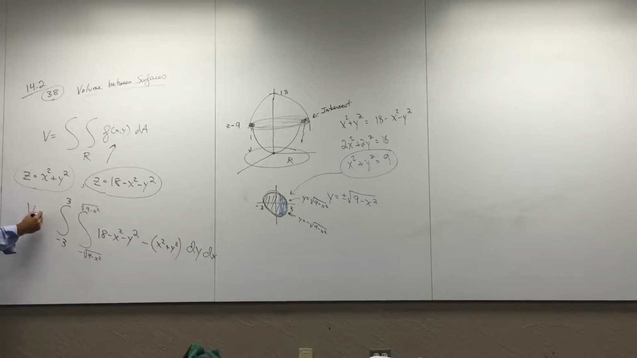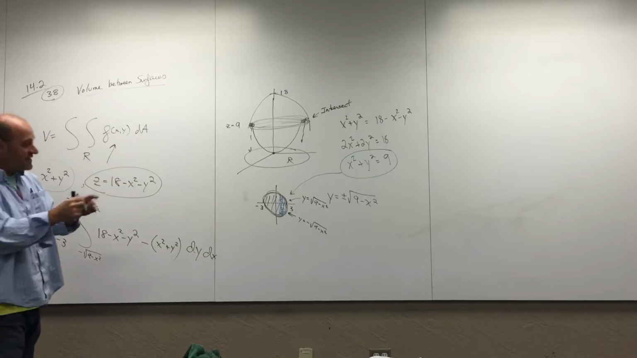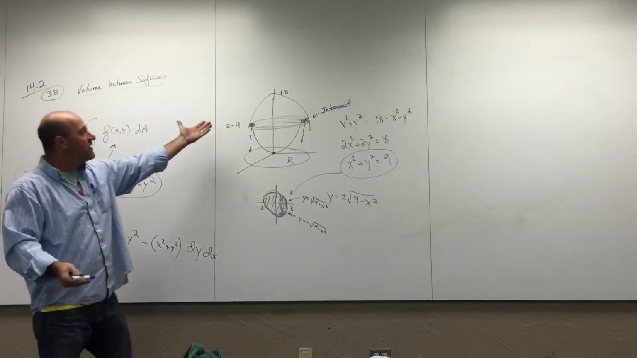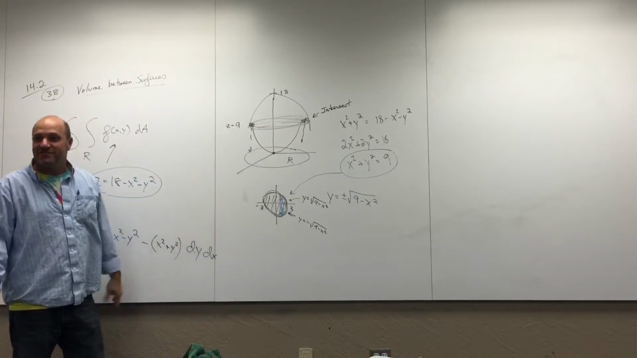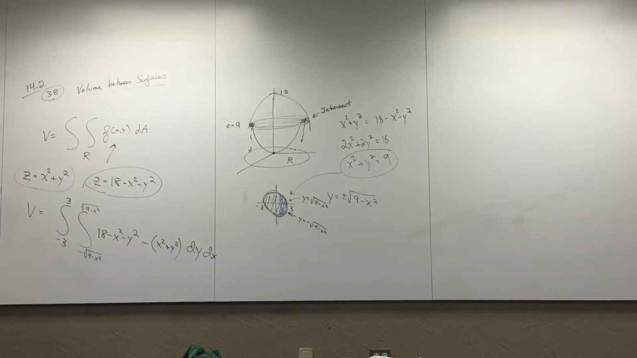We get the volume between these two surfaces. That's kind of a good problem. It's almost perfect, Easter's coming up. It kind of looks like an Easter egg. Two paraboloids. That's interesting.